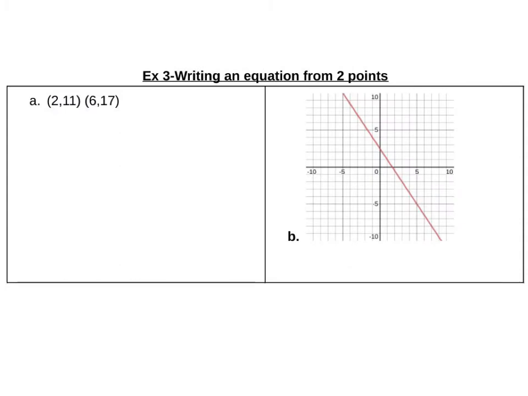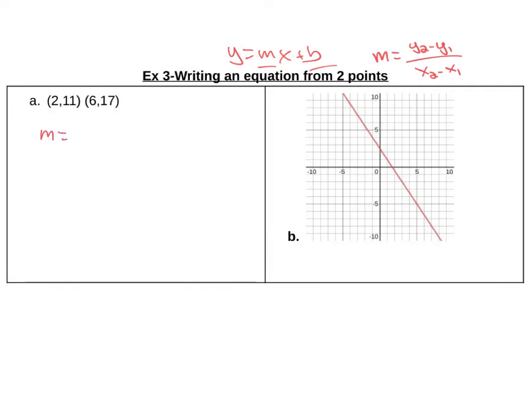Okay, example 3, writing an equation from 2 points. So when we're looking here, remember, if we are trying to get into y equals mx plus b, we are looking for two things. We're looking for our m, our slope, and our b, our y-intercept. While looking at 2 points, we don't know exactly what either of them are at this point. So this is where we're going to have to go back to that y2 minus y1 over x2 minus x1 to find our slope.